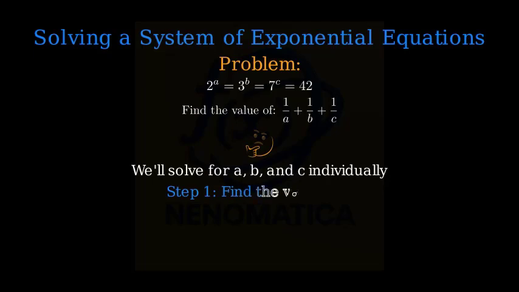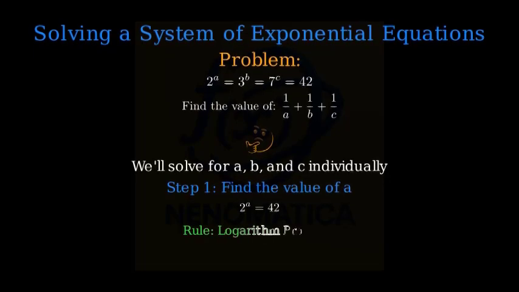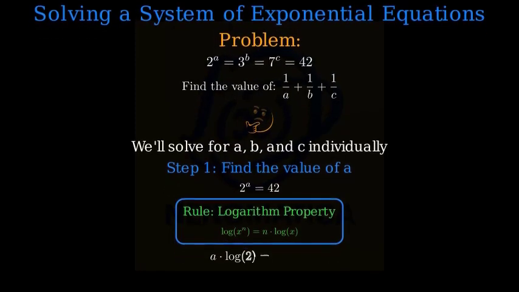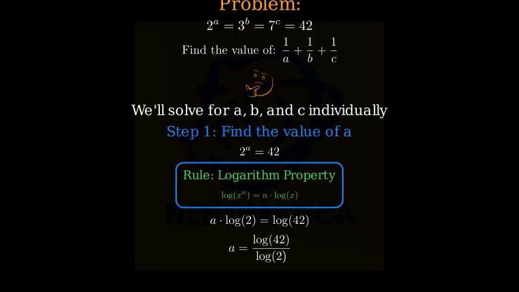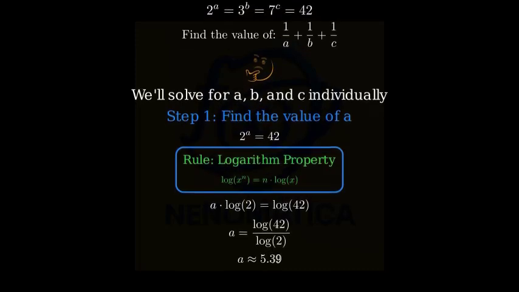Let's start with the first equation. We have 2 to the power of a equals 42. Taking the logarithm of both sides, we get a times log of 2 equals log of 42. Solving for a, we get a equals log of 42 divided by log of 2. This means 2 to the power of a equals 42, so a is approximately 5.39.